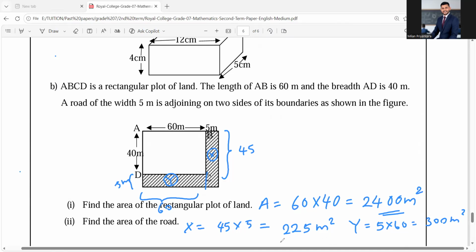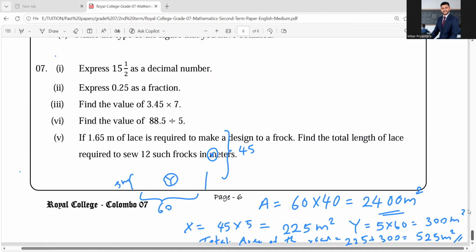Fine. And then the total area of the road equals 225 plus 300, which is equal to 525 square meters. Now, that's the answer. I hope you understand this.